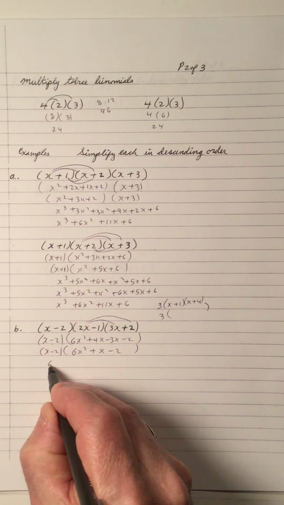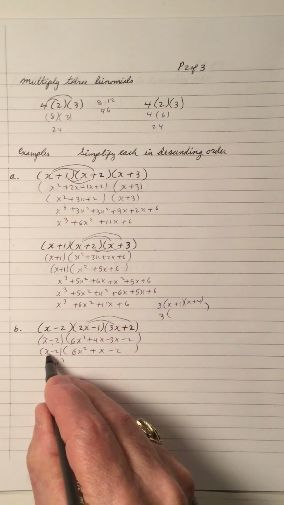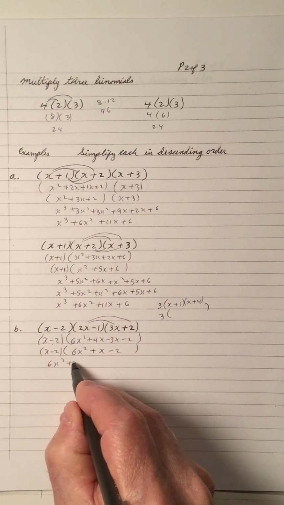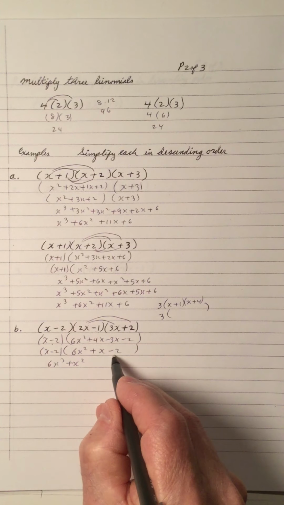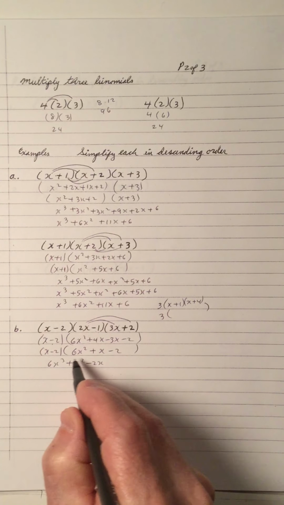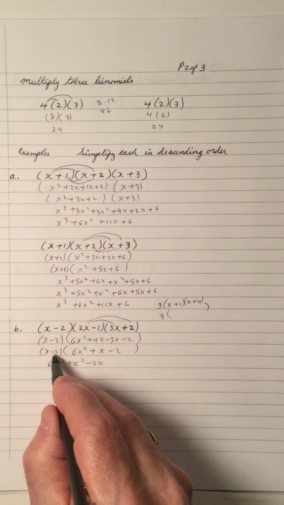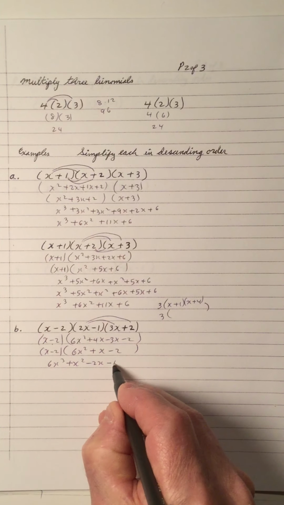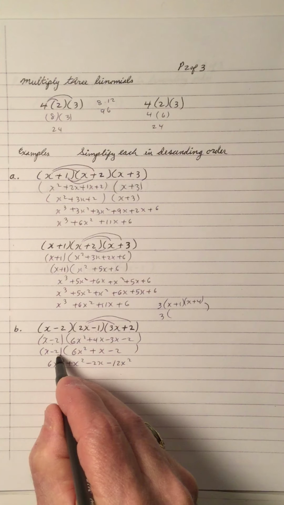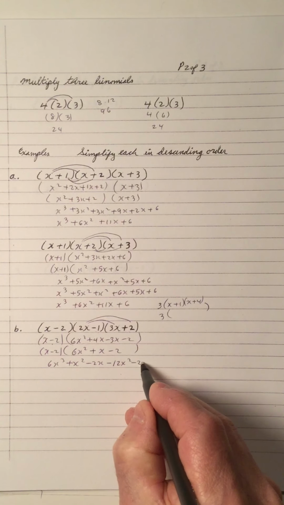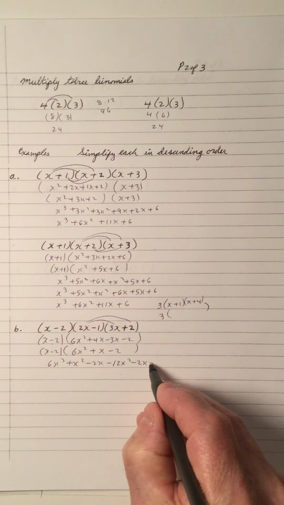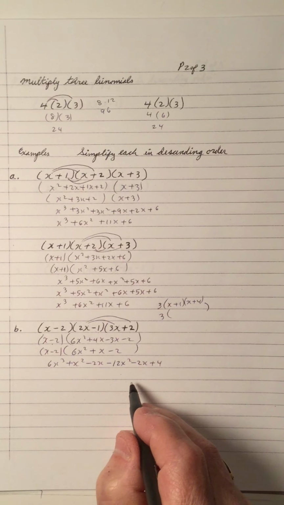x times 6x squared. x times x, x squared. x times negative 2, negative 2x. That's done. Now negative 2 times these 3. Negative 2 times 6, x squared. Negative 2 times x, negative 2x. Negative 2 times negative 2 is plus 4.